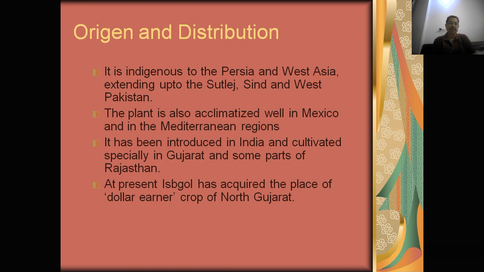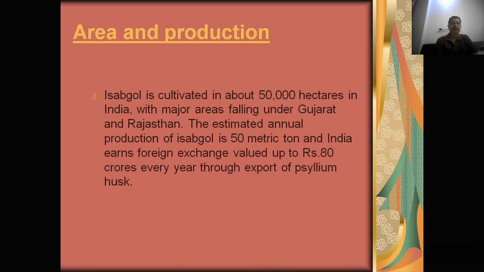At present, Isabgol has acquired the place of dollar earner crop of North Gujarat. Then area and production. Isabgol is cultivated in about 50,000 hectares in India, with major area falling under Gujarat and Rajasthan. The estimated annual production of Isabgol is 50 metric tons, and India earns foreign exchange valued up to rupees 80 crores every year through export of the psyllium husk.